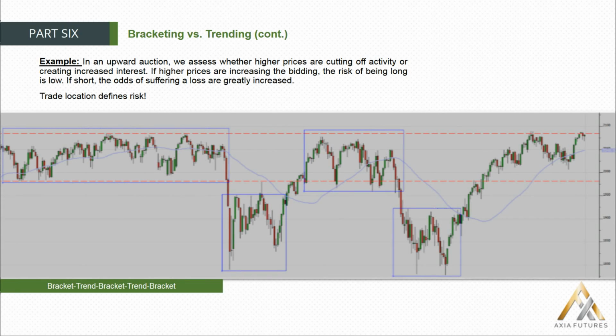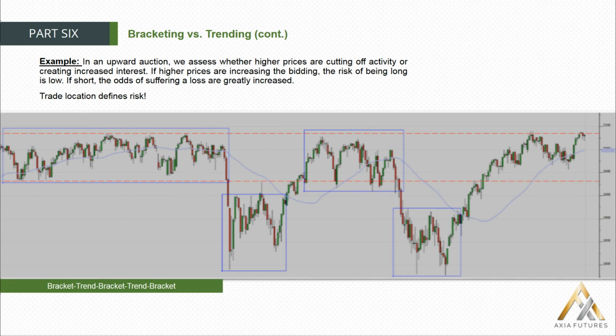So the example we've used is basically in an upward auction, we assess whether higher prices are cutting off activity or creating increased interest. Now remember what I said to you. The objective of any market is to facilitate trade. So when prices move higher, is it bringing in new business? In other words, is it saying, more buyers need to come in and initiate? Or is it getting responsive sellers into the market?